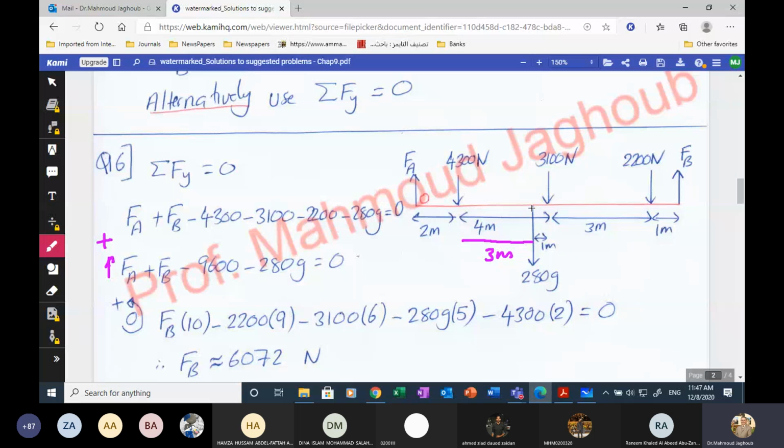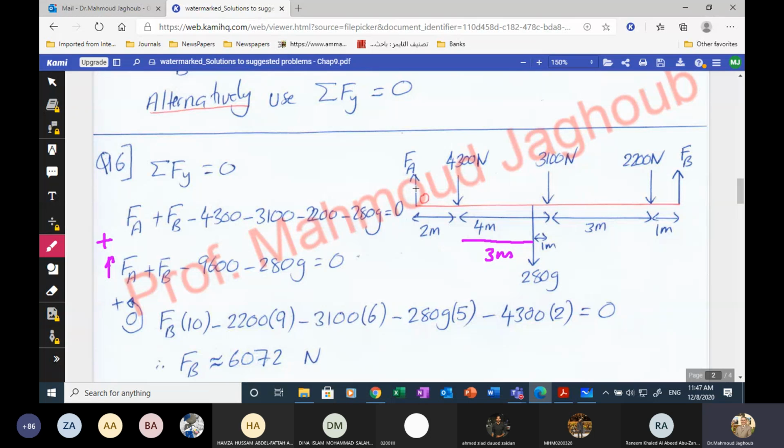So that this is 2 meters and this is 3 meters. This is 1 meter, 3 meters and 1 meter. 1 and 3 is 4, 4 and 1 is 5. So the weight is 5 meters from the right end, and at the same time 3 plus 2 is 5. It is also 5 meters from the left point. So this is the place where you should sketch your weights.